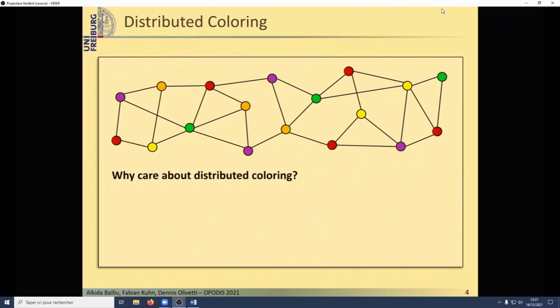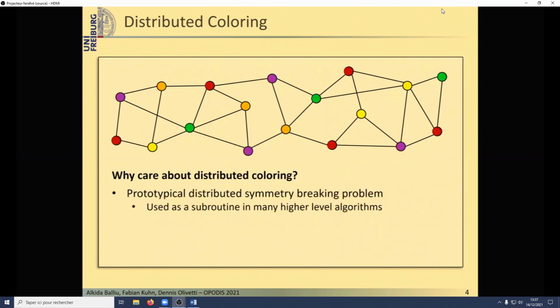So why should we care about coloring? I don't want to say too much about it. I could just say this is very widely studied, there are probably at least 100 papers on the topic. From a theoretical point of view, it's a prototypical simple problem to study distributed symmetry breaking. The problem is also used as a subroutine in higher level algorithms, and many techniques that we use in the area were really developed in the context of distributed coloring.